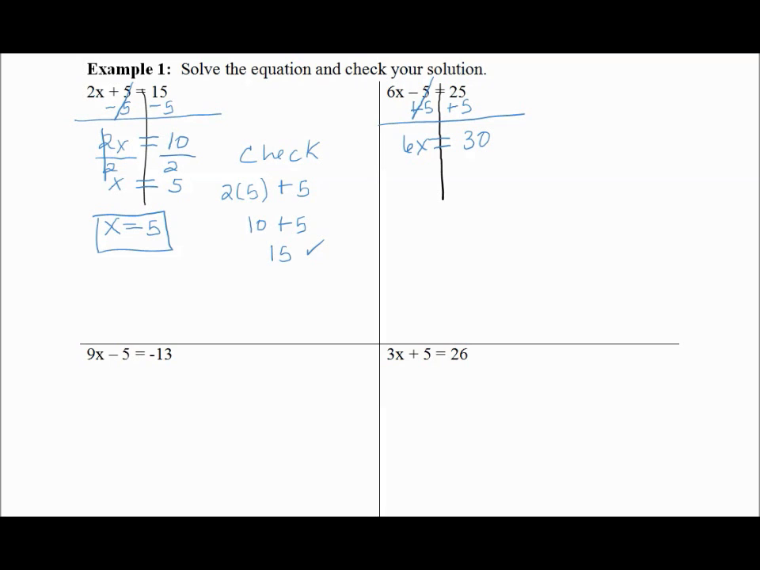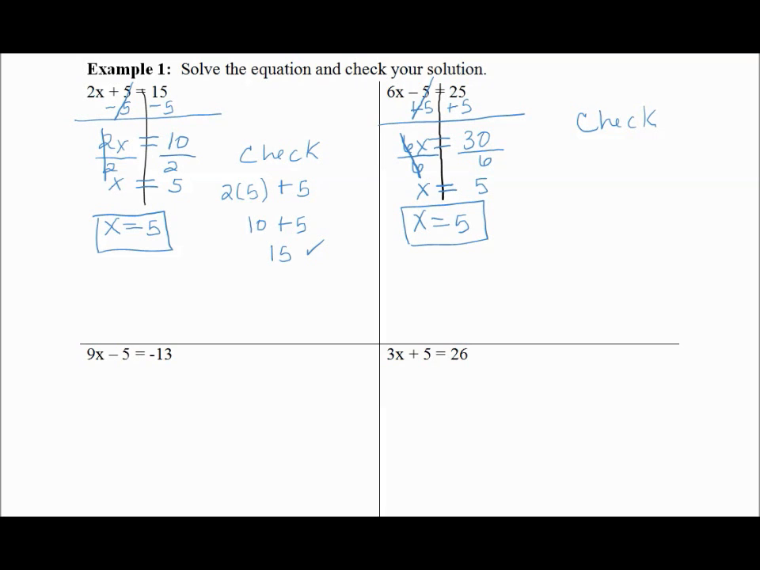Now I'm left with 6 times x equals 30. Now I'm down to the multiplication part. The inverse of multiplying is division. So that means I want to divide by 6. I'm trying to get rid of the 6, so that's what I need to divide by. 6's cancel out. Bring down the x. 30 divided by 6 is 5. So I'm saying that the solution to this equation is 5. Want to check my answer to make sure that it's correct.